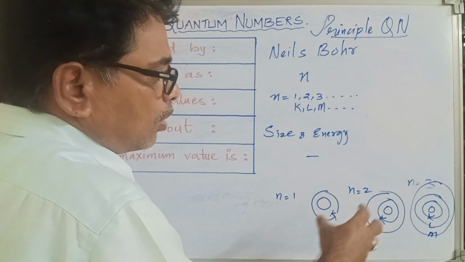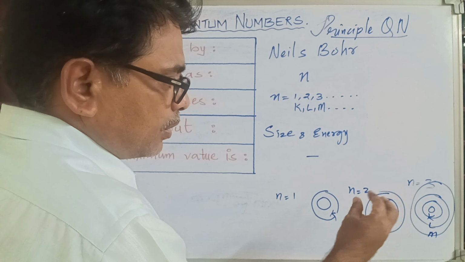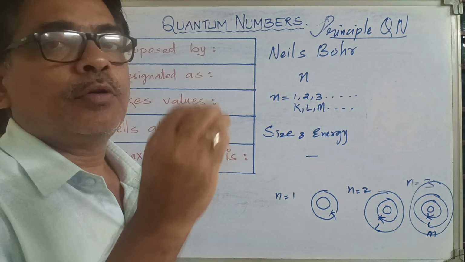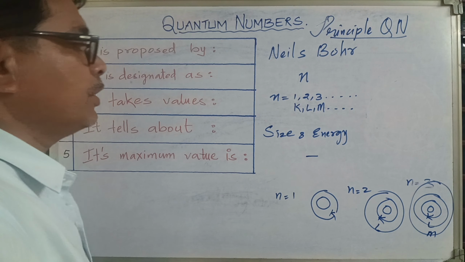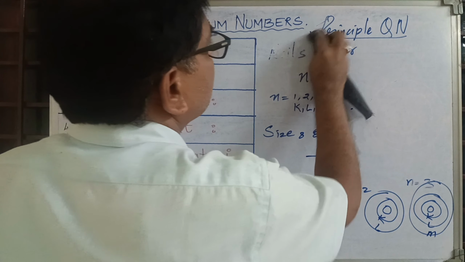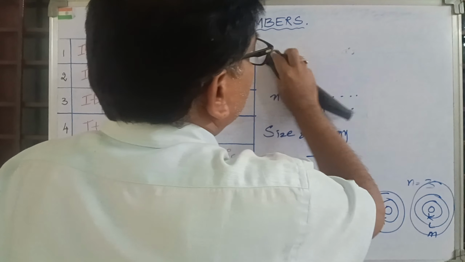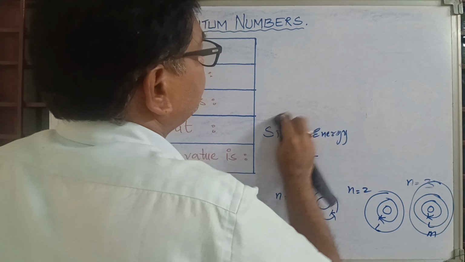As size increases, orbitals increase, and the orbit which is nearer to the nucleus has less energy compared to the orbit away from the nucleus. Therefore, it is speaking about size and energy. This is all about the principal quantum number.